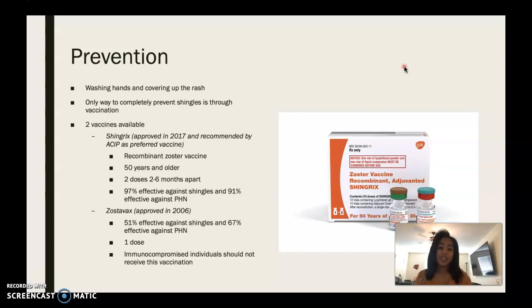This requires only one dose, but since it is a live vaccine, immunocompromised individuals should not receive it because their immune systems might not be able to fight it off, and it could spur the reactivation of the varicella zoster virus.